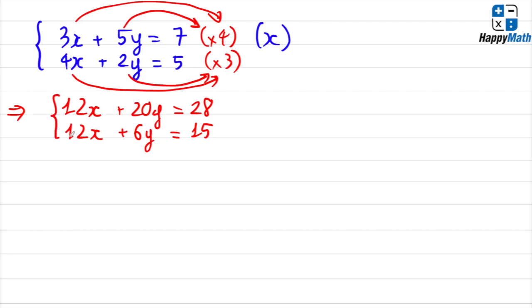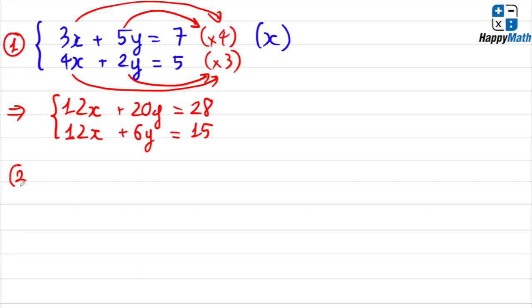So we have this simultaneous equation, and after multiplication you got 12 as the coefficient of x in the first equation, and 12 also is the coefficient of x in the second equation. Okay, that's why I'm changing x like this. Okay, that is example 1.